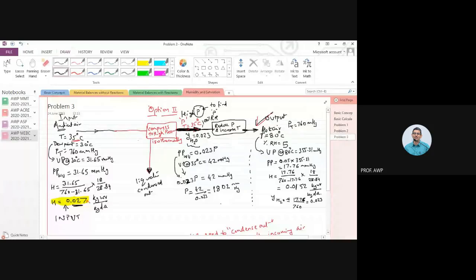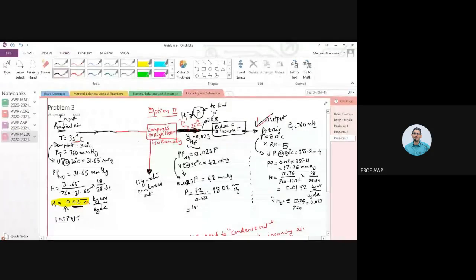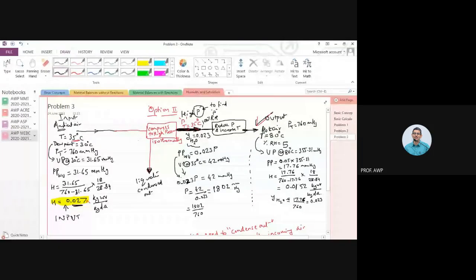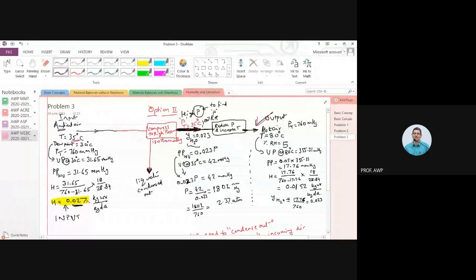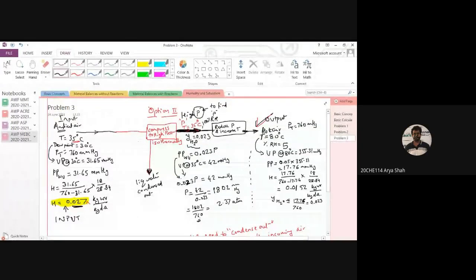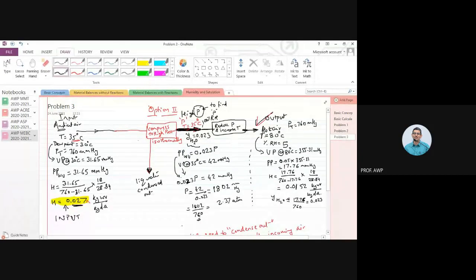So nearly 2.5 atmospheres or something like 2.7. So 1802 divided by 760. That would be 2.37. Right? 2.37 atmosphere. Small difference between bar and atmosphere, but let's be precise.